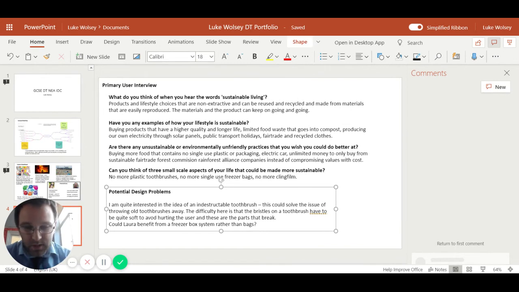I've realised I've got a spelling mistake in here. Okay. 2 things for me to look at. She said no more cling film. I kind of feel like that's something that is not going to be very easy for me to solve. So I've decided to sort of discard that option. But I will look at the plastic toothbrushes and single-use freezer bags.